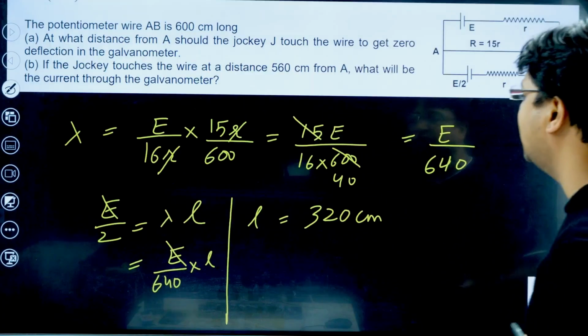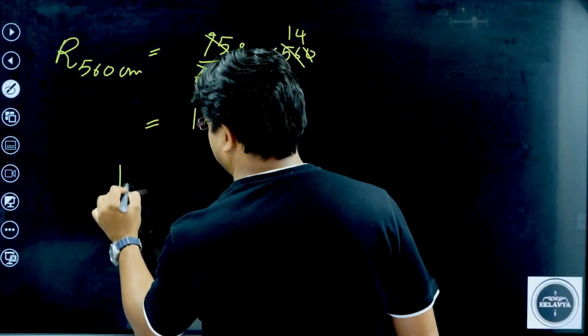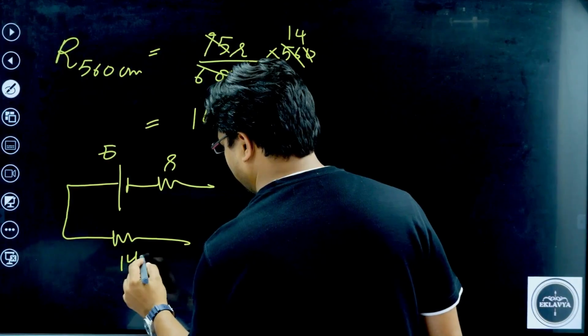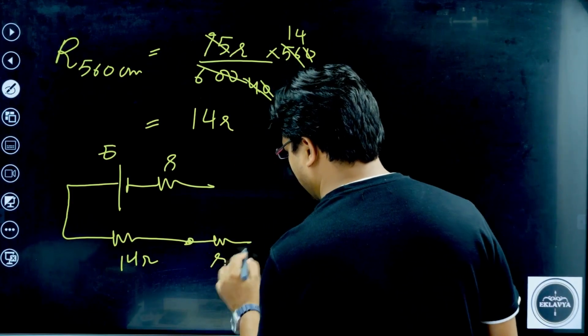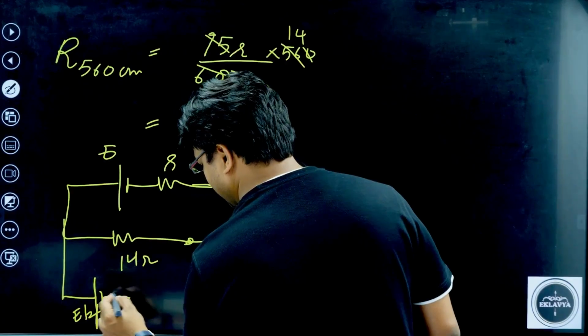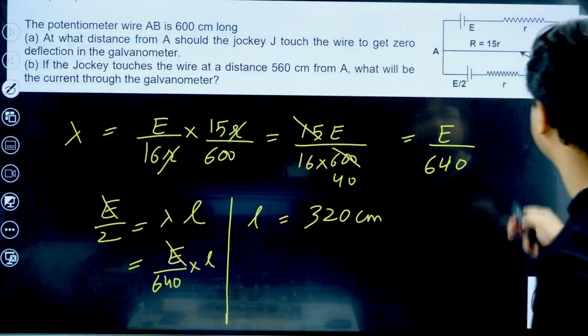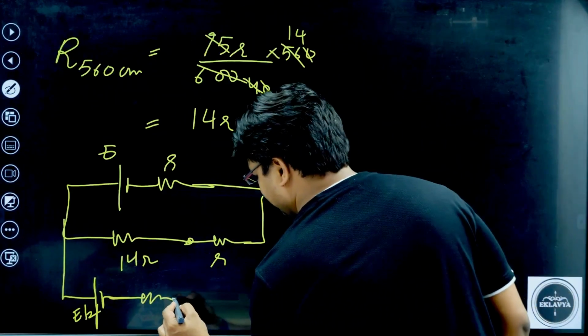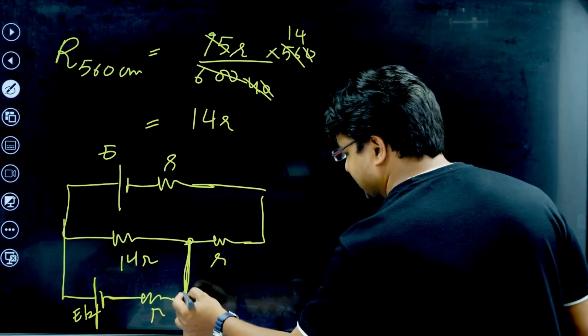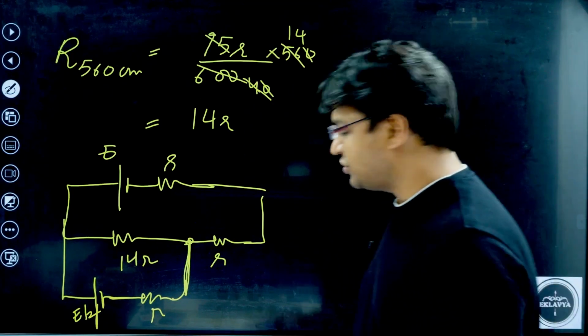So the equivalent circuit that we will draw is this. There is a battery E, then we have a resistance of 14R here, and a resistance of R here. Then there is another battery of EMF E by 2 with a resistance R, and this is connected. So this is your equivalent circuit, and here is where the galvanometer is connected. We want to know the current in this branch.